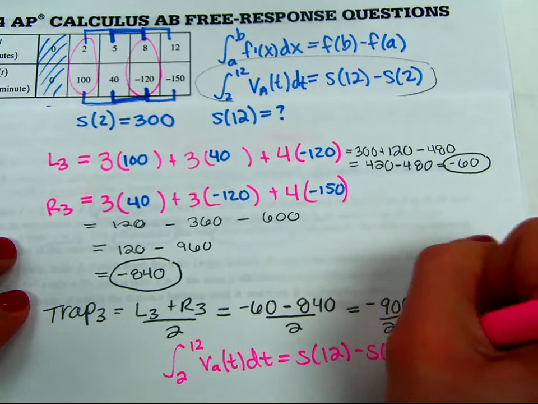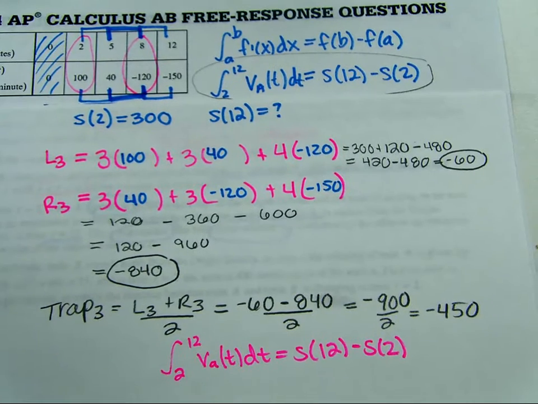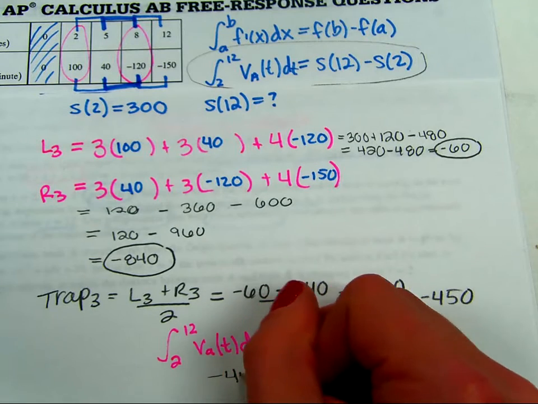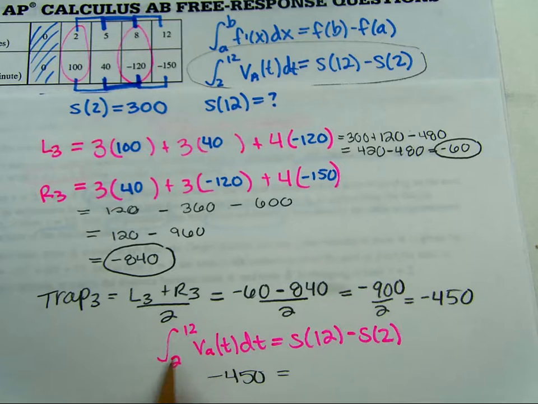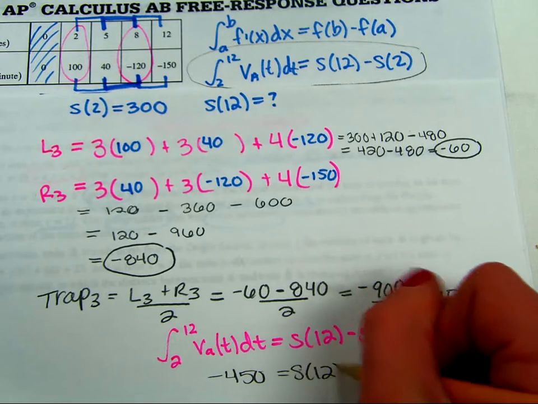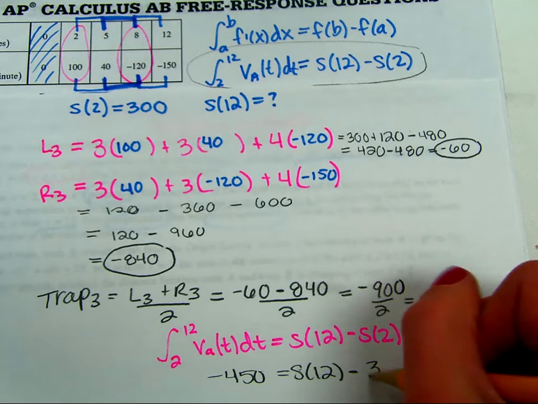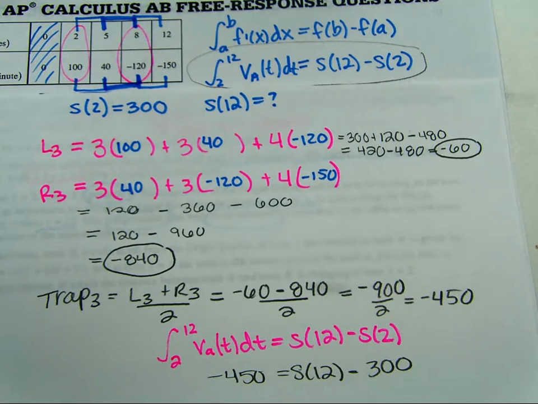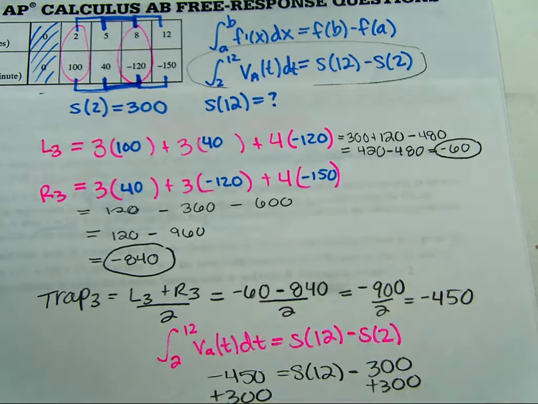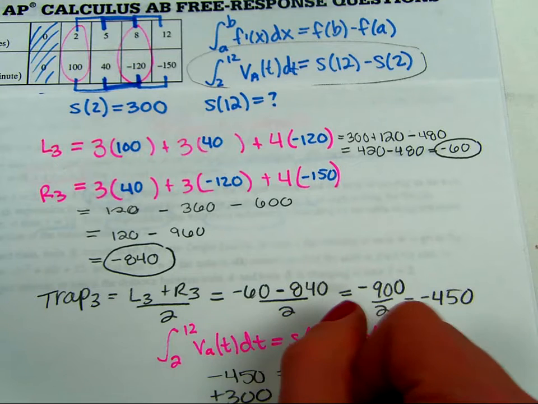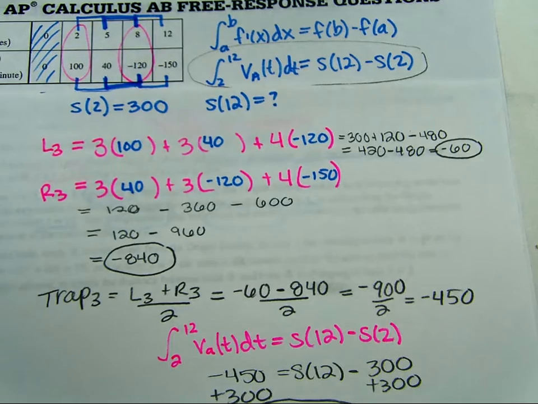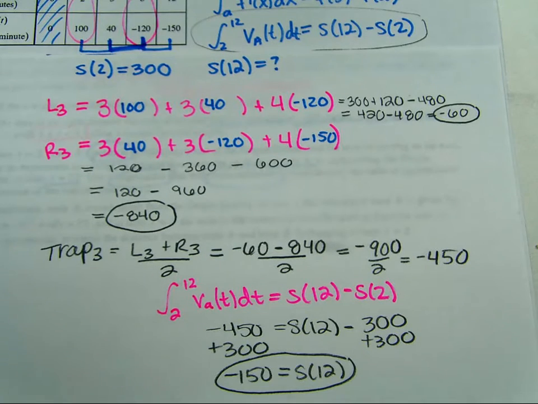All that was fundamental theorem of calculus, and we're going to plug in what we know. We found negative 450 for our trapezoidal sum. That's estimating that area under the curve from 2 to 12. S of 12 is what we're looking for, and S of 2 is 300. And if we just add the 300 to the other side, we end up with negative 150 equals S of 12. All right, and I believe that is our answer.